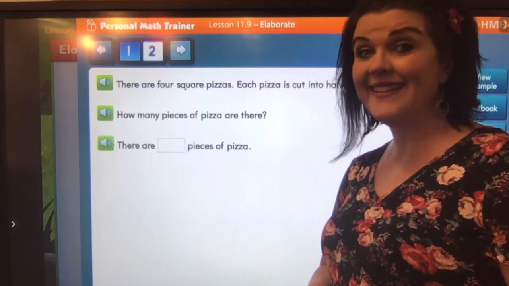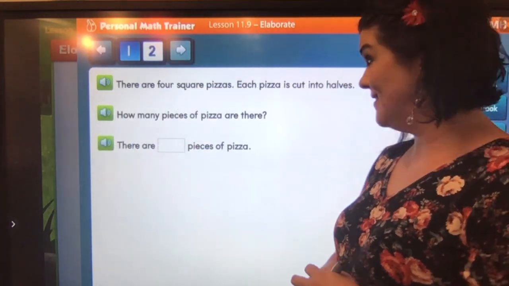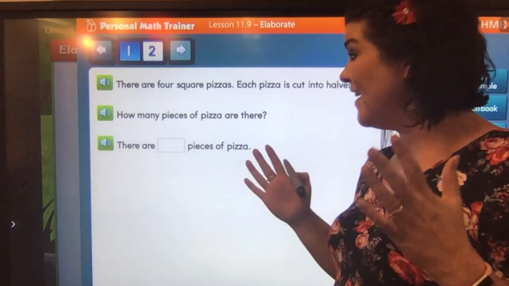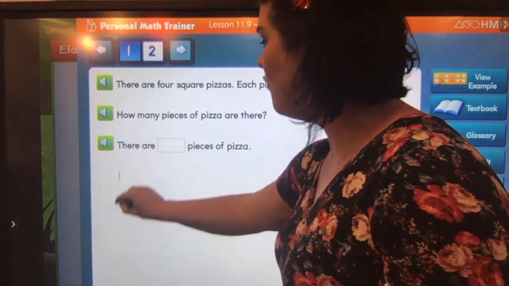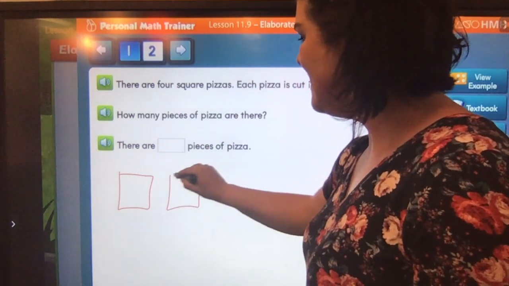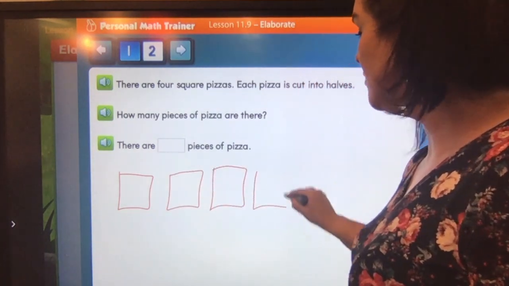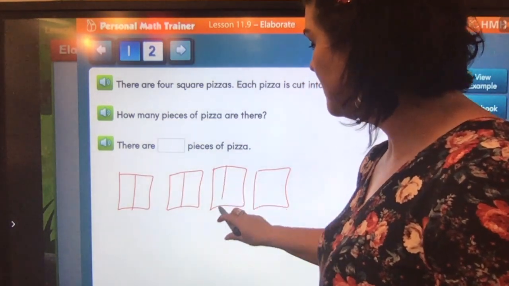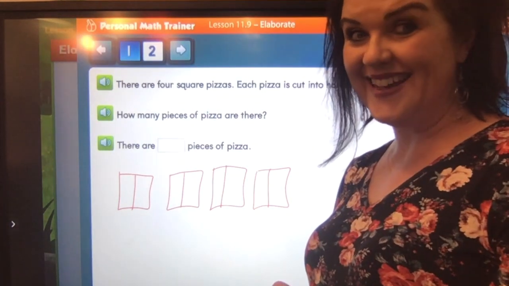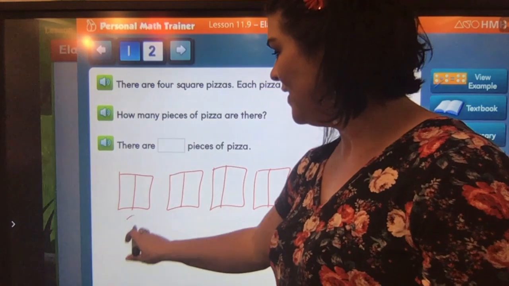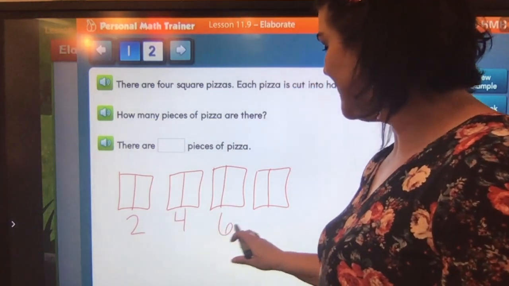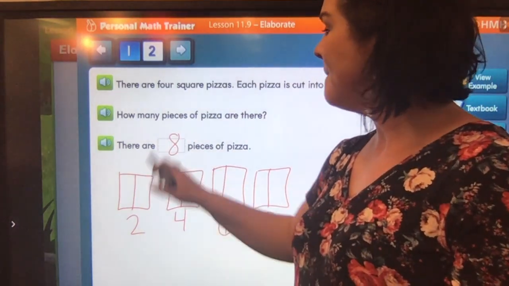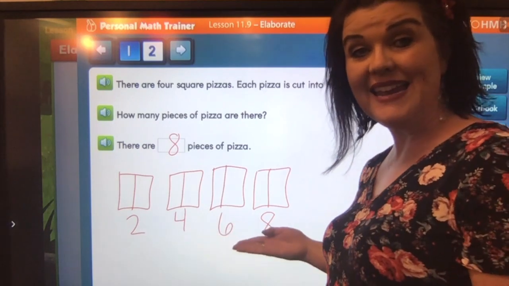I guess it's a pizza kind of day because there are 4 square pizzas and each pizza is cut into halves. We have to find out how many pieces of pizza there are. Let's go ahead and draw 4 squares and then we're going to divide them in half. And I'm sure most of you have already figured out the answer. Why don't we count by 2s? Because I love counting by 2s. Here we go. 2, 4, 6, 8. How many pieces of pizza are there? There are 8 pieces of pizza if we divide them in halves.